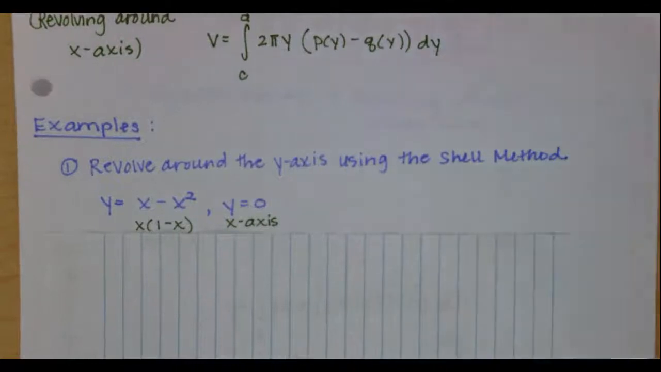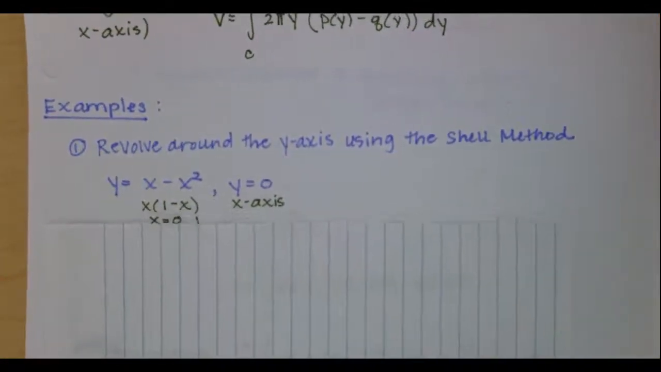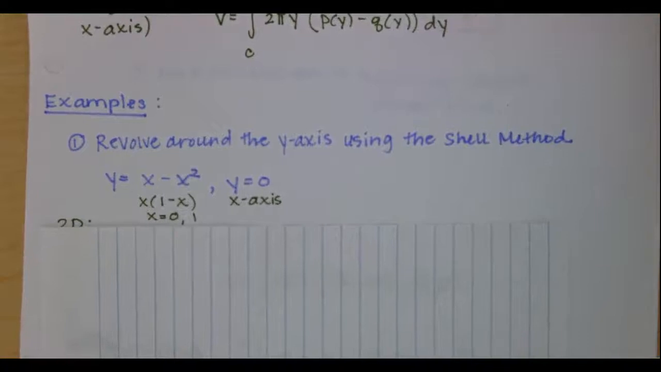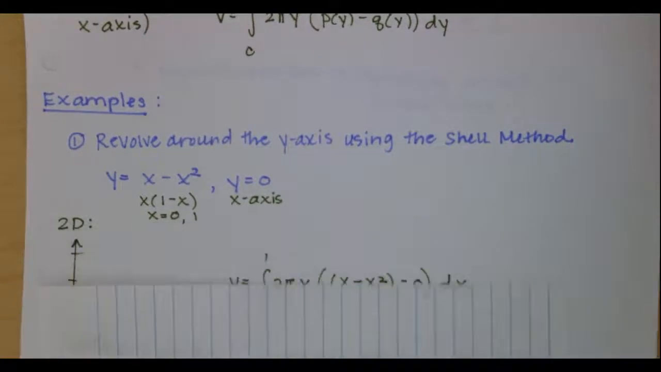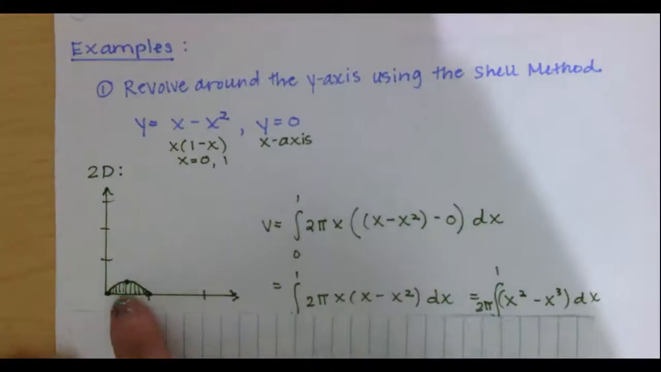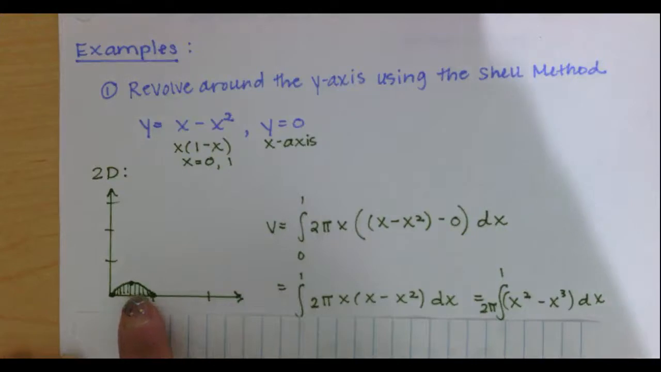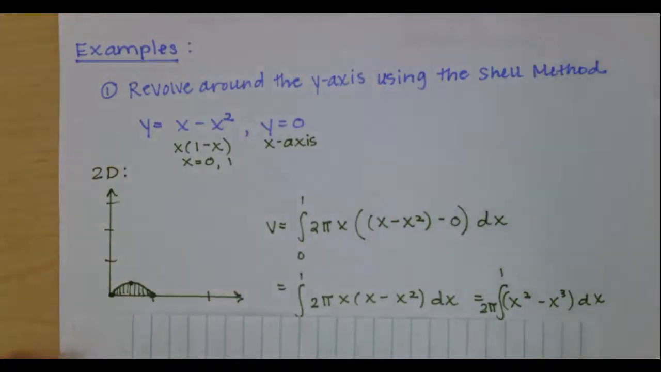So let's take a look at the graph that I got when I graphed my parabola here with x-intercepts at 0 and 1. And so in 2 dimensions, this is the graph of y equals x minus x squared, and also bounded by y equals 0, which is the x-axis. So it creates this region right here. Kind of looks like a semicircle, but it may not be.